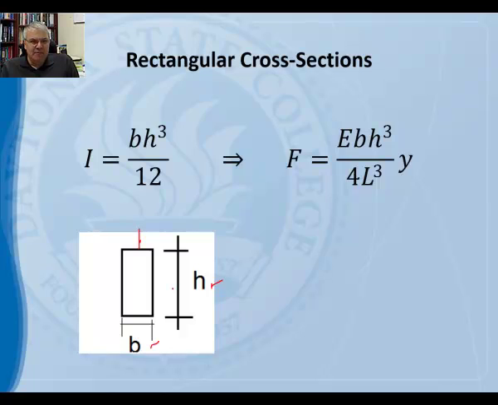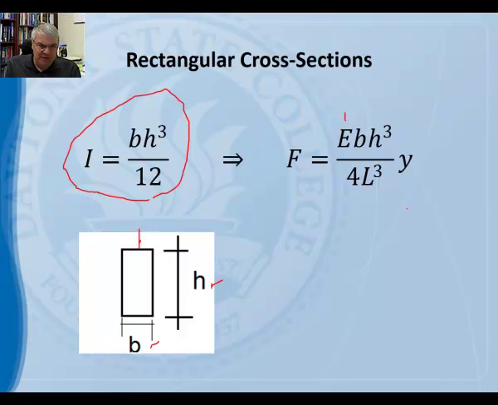In this case, if we substitute in the previous equation for I, as shown here, b times h cubed divided by 12, the force would turn out to be E, the modulus of elasticity, times the moment of inertia, which we replace by bh cubed divided by 12. So we do the substitution and carry it on the equation. It will be E b h cubed divided by 4L cubed times Y or delta.